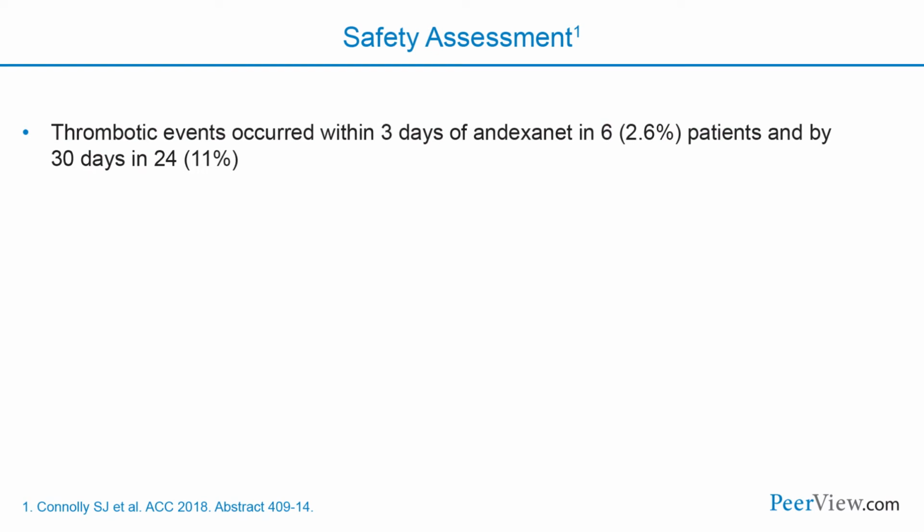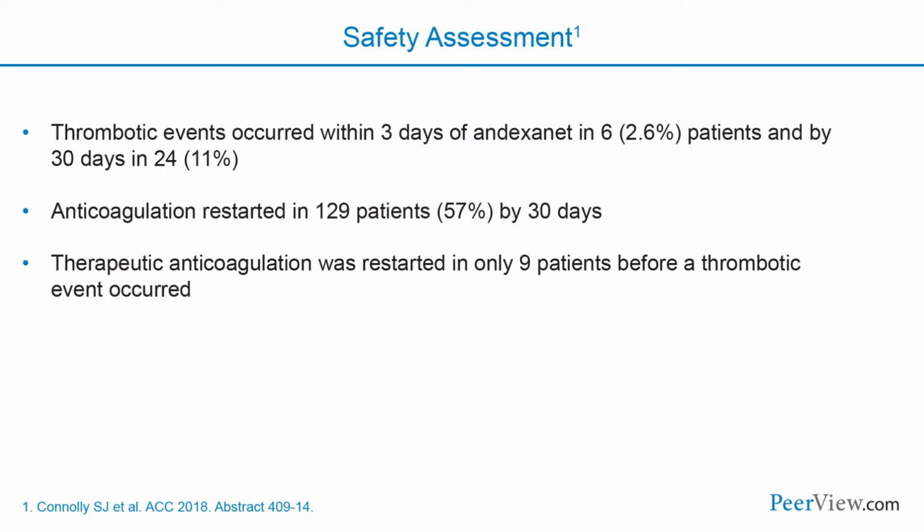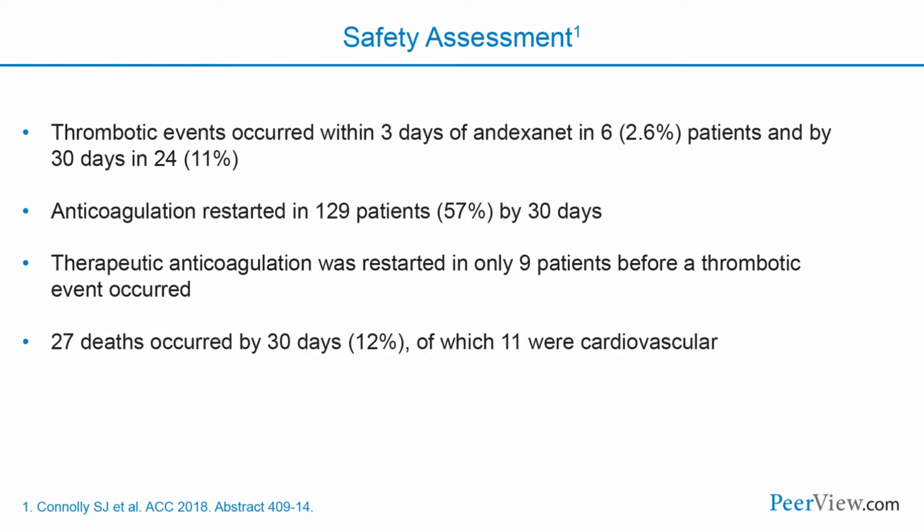On the safety side, thrombotic events occurred within 3 days of Andexanet, so that's very early. So it's like immediate post-reversal thrombosis in 6 patients, which is 2.6%. By 30 days, 11%. So higher than we saw with Idarucizumab. Again, most of these events occurred in patients who had not yet been restarted on any sort of antithrombotic therapy, much less therapeutic anticoagulation. And so that puts it back on us. The physicians who reverse these patients need to think about when the patient should be restarted on the protection that was prescribed for them in the first place. 30-day mortality rate was 12%. 11 of those 12 are cardiovascular.